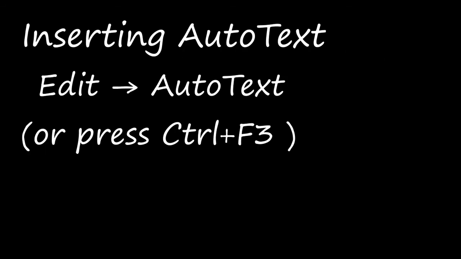Auto text allows you to assign a text or a table or a picture or graphics and any other item to a key or a key combination. For example, if you are typing Tamil Nadu, every time you want to type Tamil Nadu, you need not type it fully. You can just type TN, and then press F3, and automatically that will be changed, right? That is used as a shortcut.